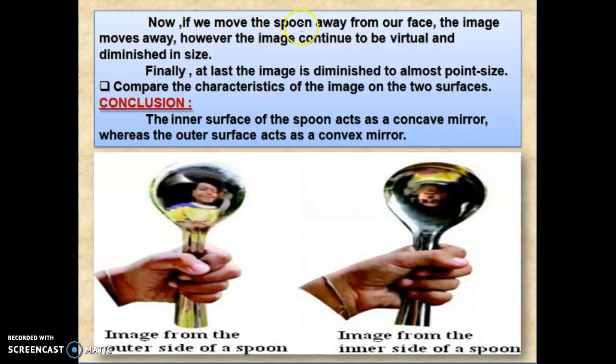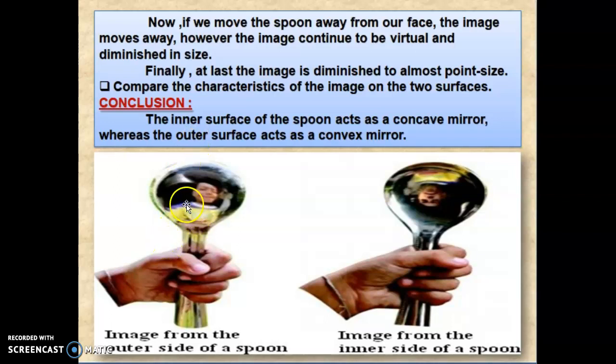Now if we move the spoon away from your face, the image moves away, however the image continues to be virtual and diminished in size. Finally, at last, the image will be diminished to about a point size. Now you can compare the characteristics of the image on the two surfaces. From the conclusion you can see that the inner surface of a spoon acts as a concave mirror, whereas the outer surface of a spoon acts as a convex mirror.